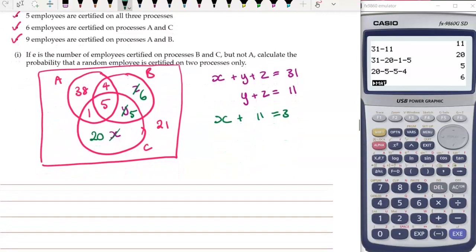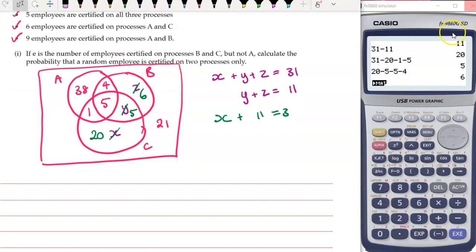If E is the number of employees certified on processes B and C but not A, calculate the probability that a random employee is certified on 2 processes only. Okay, so certified on process B and C but not A is this section here, which means E is equal to 5.